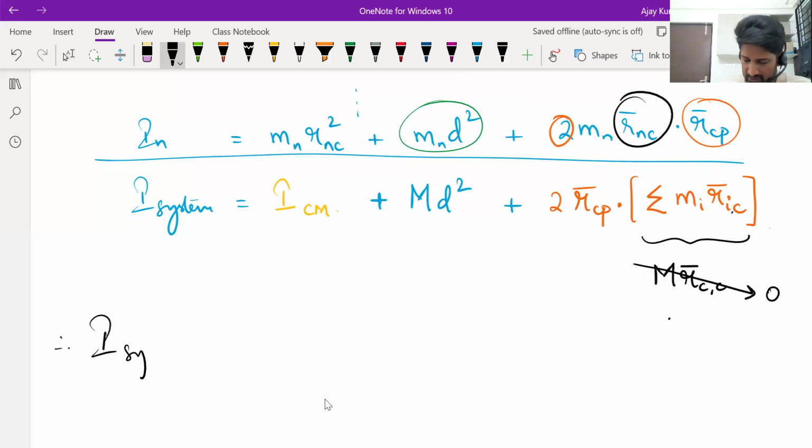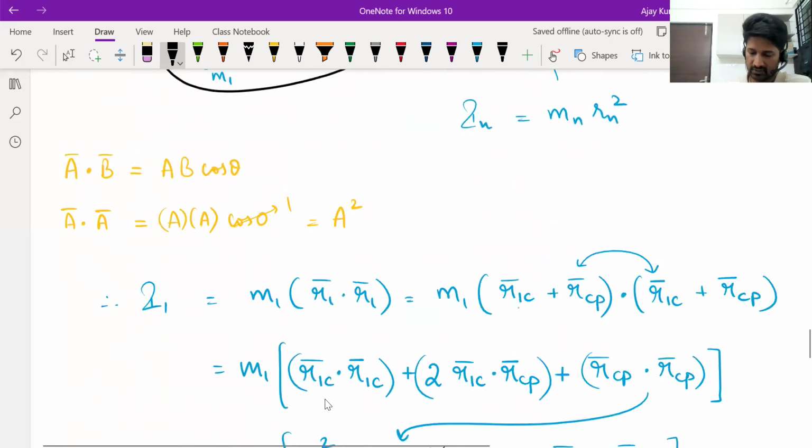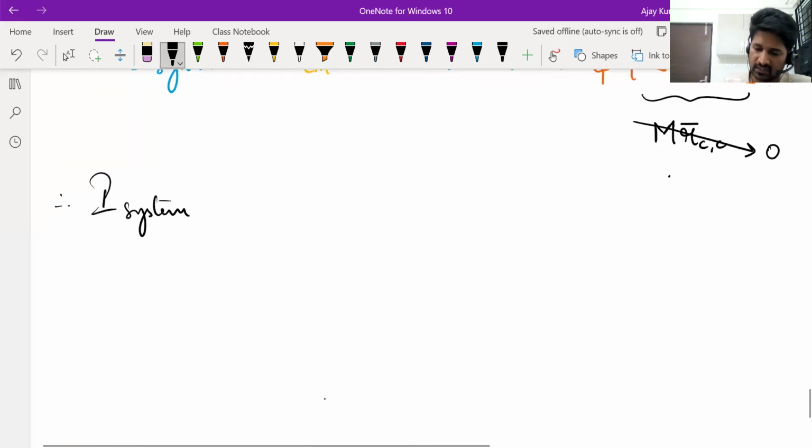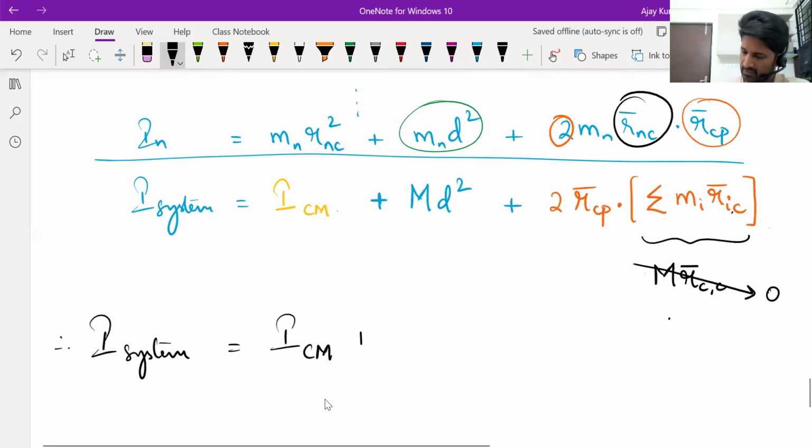Moment of inertia of the system. About which axis are we taking? About that orange axis. Remember the axis. Okay, which was parallel to the axis passing through center of mass. Fine. So moment of inertia of the system about the orange axis is equal to moment of inertia of the system about axis passing through center of mass plus total mass of the system into square of distance between the axes. This is the theorem, parallel axis theorem.